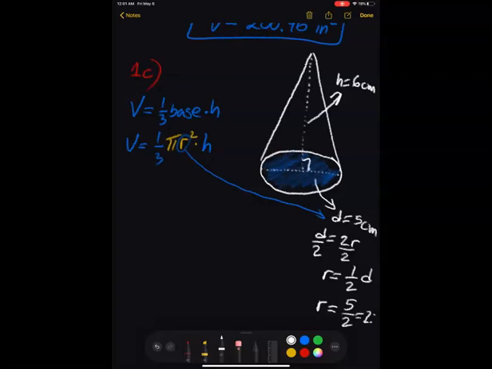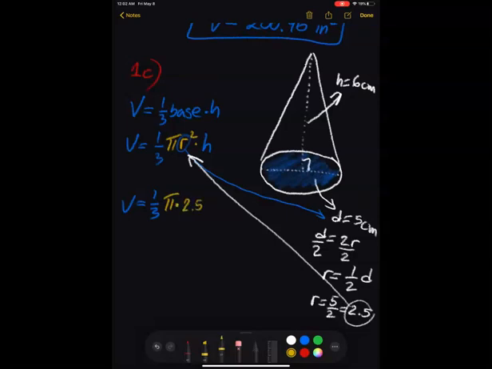Hold on, 2.5. That's not going to fit in here, so I'm going to move it over a little bit. So r is equal to 5 divided by 2, that's 2.5. So that is our r, and we're going to substitute this for our r. So let's rewrite. Volume is equal to 1/3 times pi times 2.5 squared, times our height. What is our height?